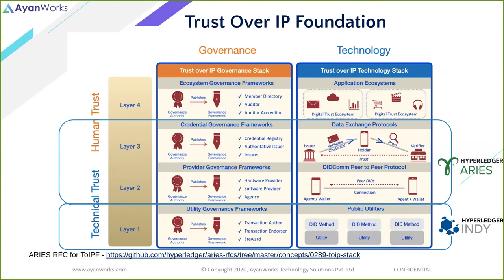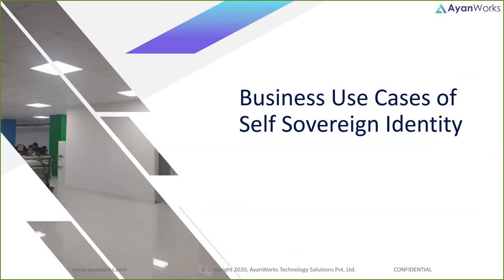Kalan has already shared a few links where you can go through the Trust over IP Foundation. You can check out the Aries project that is there, and this RFC is one of the RFCs provided by Aries. So moving on to the business use cases of SSI, or business use cases that Hyperledger Aries can bring in.